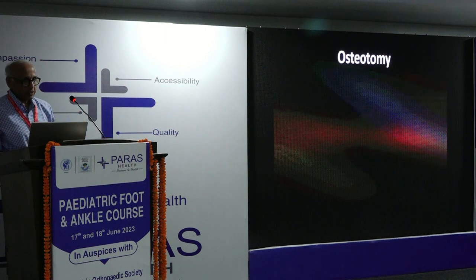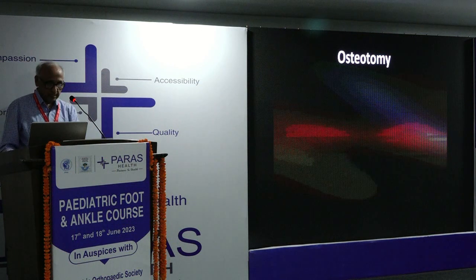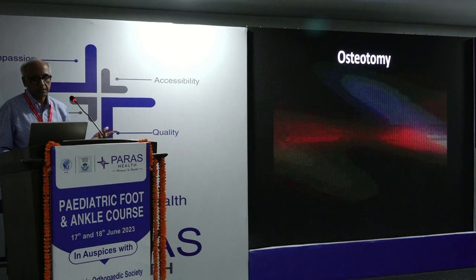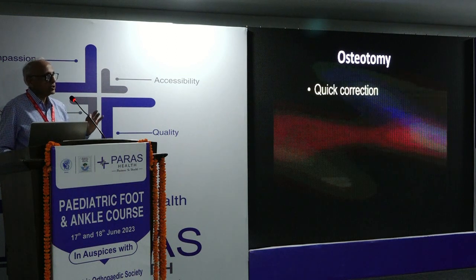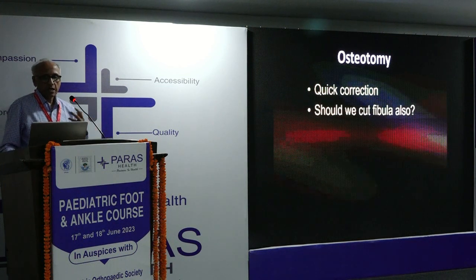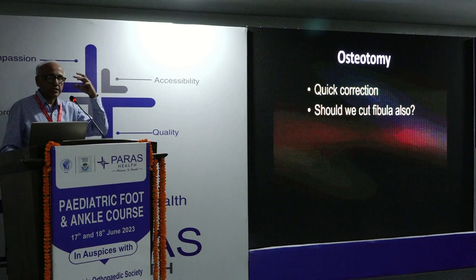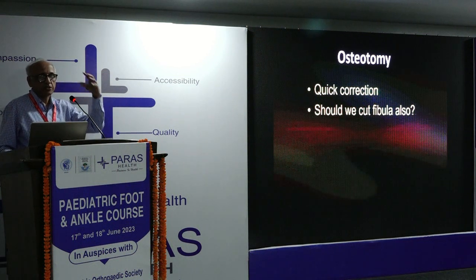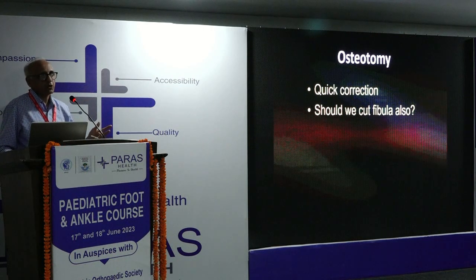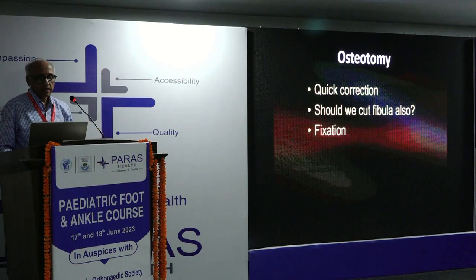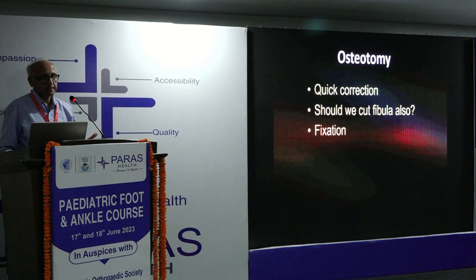Coming to the osteotomy, Dr. Jasar asked about that, and this is what we need to understand. It's a wonderful procedure. On the table, we get a correction, so it's very satisfying to the surgeon. The question which comes when we are dealing with the distal tibia or the supra ankle deformity: should we cut the fibula or not? And how should we fix?